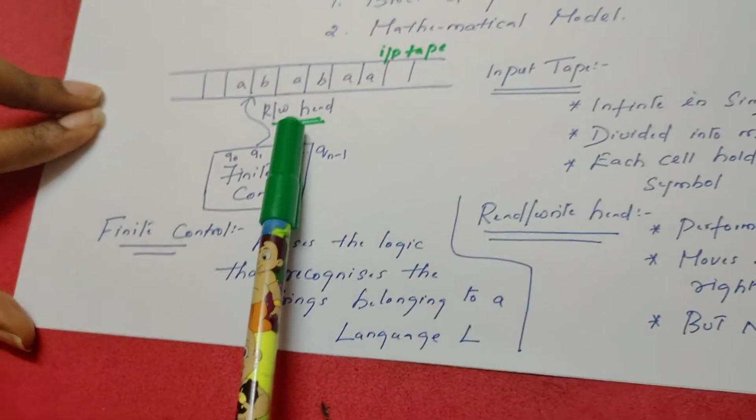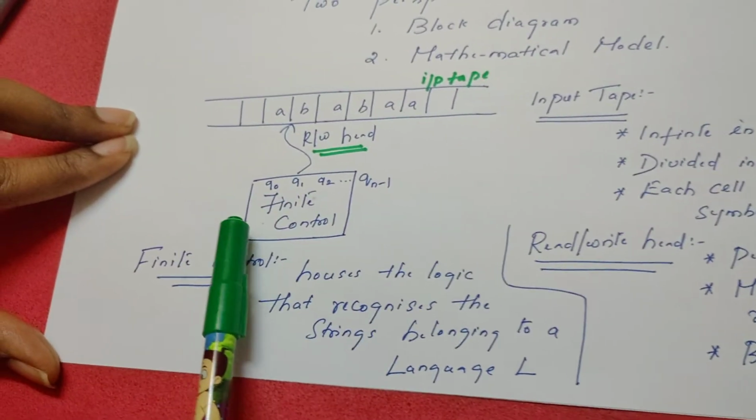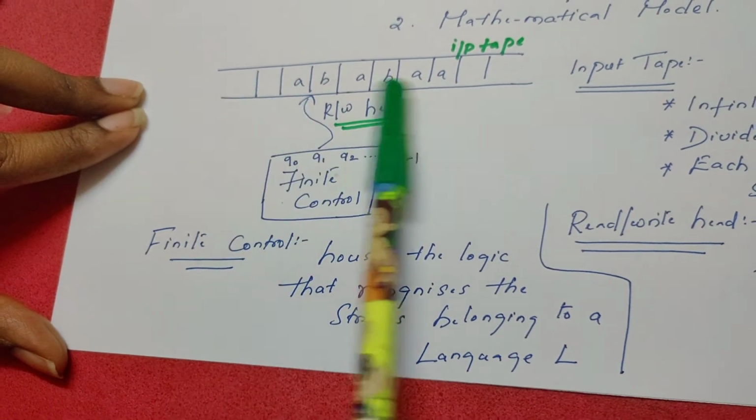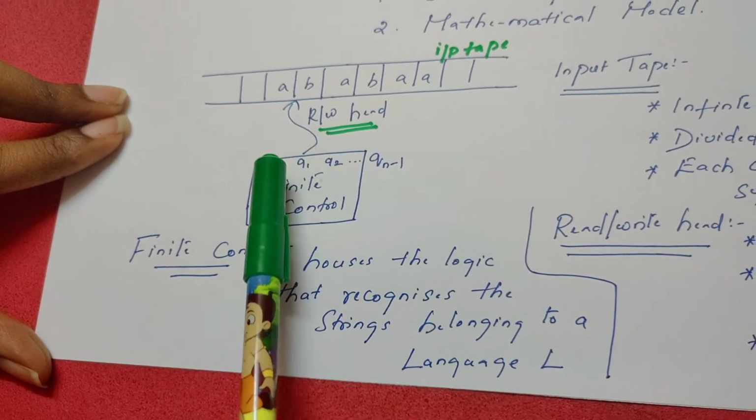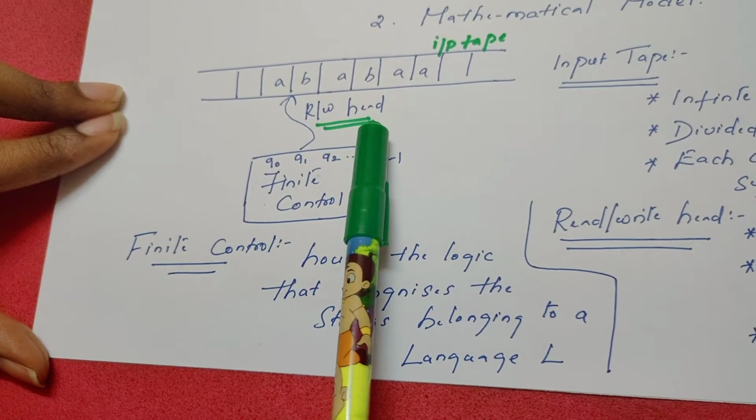Now let us see the block diagram. The block diagram contains three components. The very first component is the finite control. The second component is the input tape. The finite control is communicating with the input tape via the read-write head.